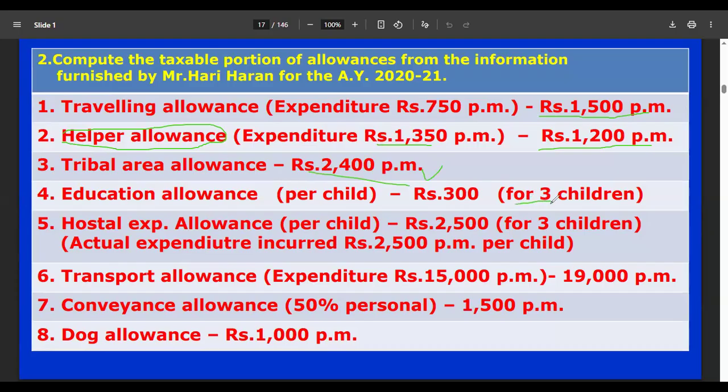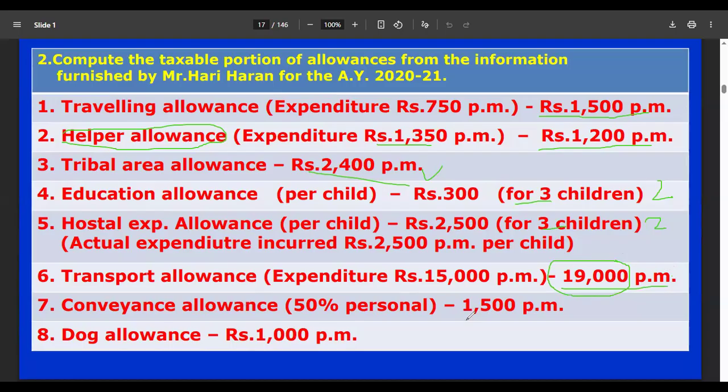Education allowance is given for 3 children, but it is only allowed for 2 children. So the third child will be fully taxable. Similarly, hostel allowance given for 2 children is allowed. For the third child, the hostel allowance is fully taxable. Transport allowance 19,000 per month is beyond limits. So considering his basic salary, we have to revise this amount and find out allowed and disallowed.